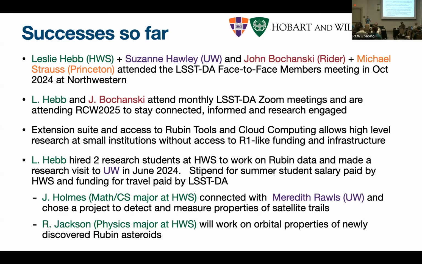And so the success there: one of my students, Jonathan Holmes, a math and computer science major at HWS, connected with a researcher at the University of Washington and identified a project to detect and measure properties of satellite trails. Instead of a kind of astronomy project, because he's not a physics or astronomy major, he was interested in the mathematical and technical aspect of measuring satellite trails. I think it was a little more approachable as a research topic for him, and I'm really excited about the choice that he made.